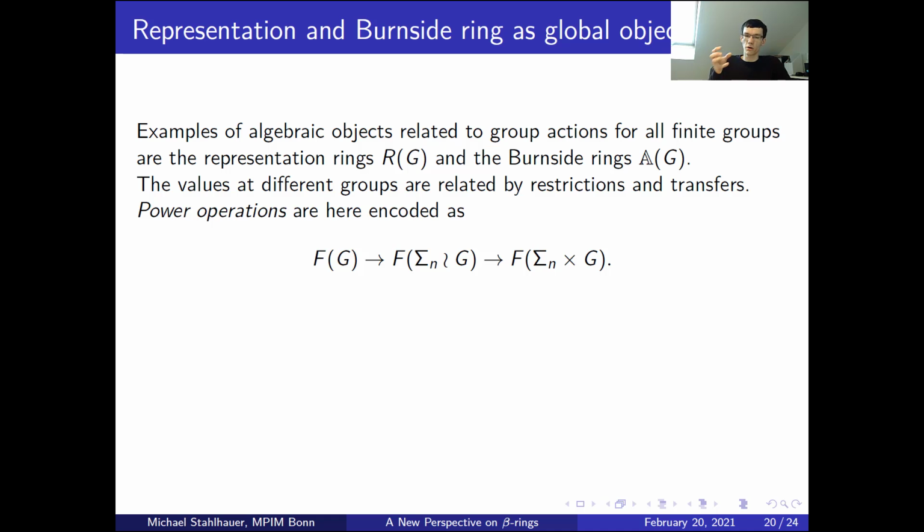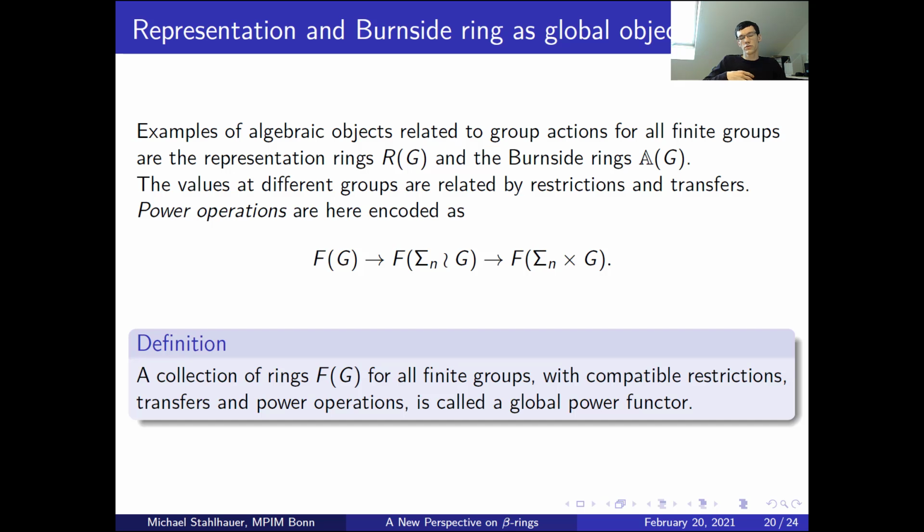So if we have a G object, so a G-set or G-representation, then taking the nth power, the universal thing to act on this is the Ries product, sigma n Ries G. But if you don't know what this is, you can also think about just the sigma n action, the permutation action, and the diagonal G action, and these two commute. So from a G-set, taking the nth power gives us a sigma n times G-set. And that's the composition I wrote down here.